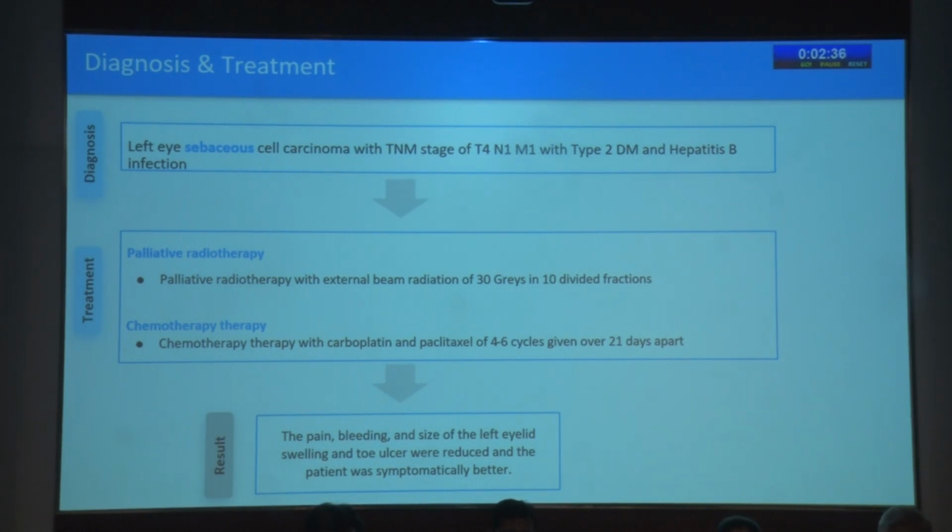Treatment: the patient was given radiotherapy, external beam radiotherapy of 30 grays in 10 divided fractions. Chemotherapy with carboplatin and paclitaxel, 4 to 5 cycles, was given 21 days apart. On follow-up, the bleeding and size of the left eye swelling and toe ulcer were reduced and the patient was symptomatically better.